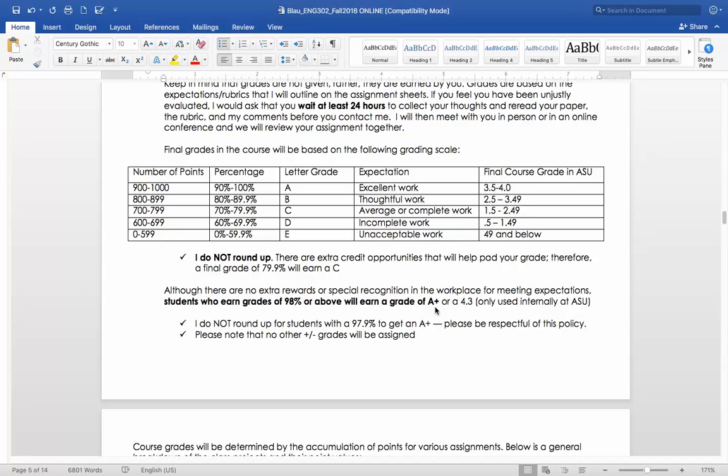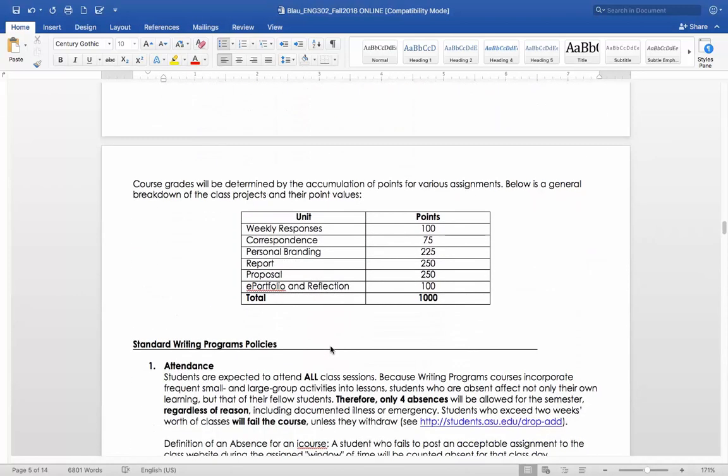It takes a lot of effort to do that. However, if you have a 97.9, I will not round you up to get an A plus, and it kind of annoys me when people beg for that because it makes me not want to give A pluses at all. So be nice about that. And I do not give any other plus or minus grades. There's only the A plus, everything else is a straight letter grade.